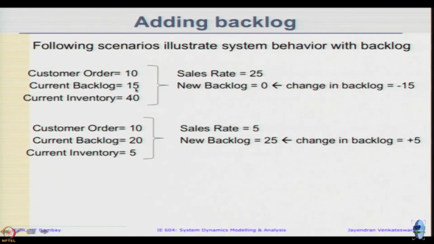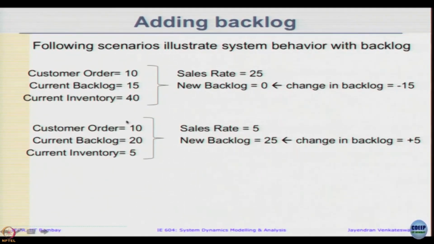to satisfy both the customer order as well as the backlog. So, my sales rate becomes 25 units and new backlog is 0. Since you already fulfilled this backlog, the new backlog becomes 0. Change in backlog can be captured as a minus 15 units, we will come to that. So, here I have sufficient inventory to cover both order and backlog, hence I am able to satisfy both of them. So, 10 plus 15 became 25.